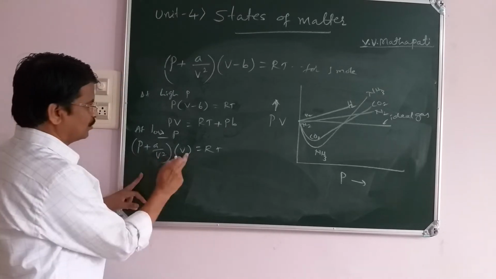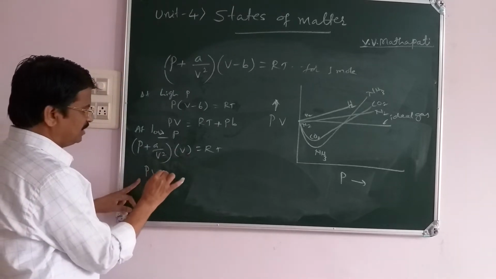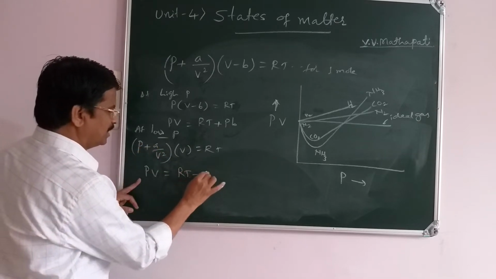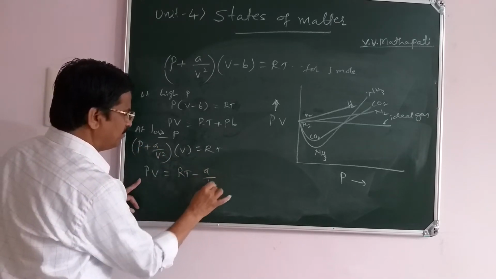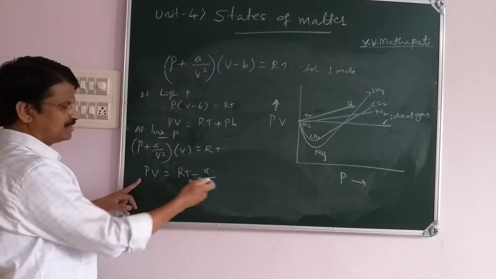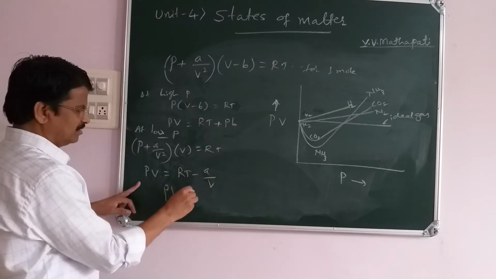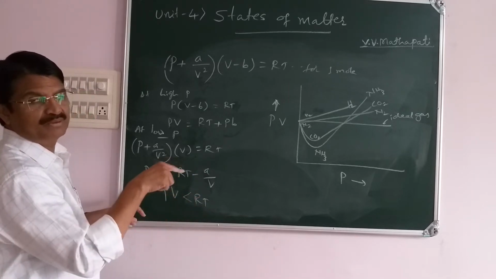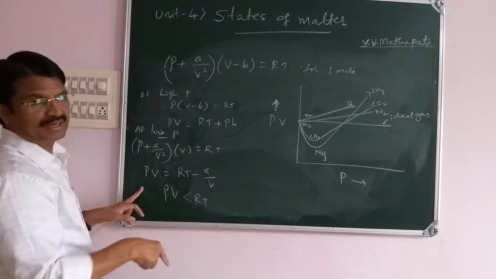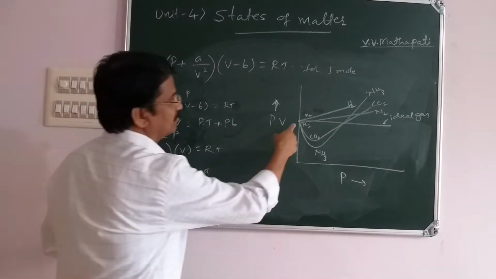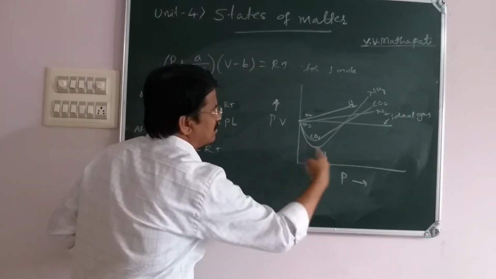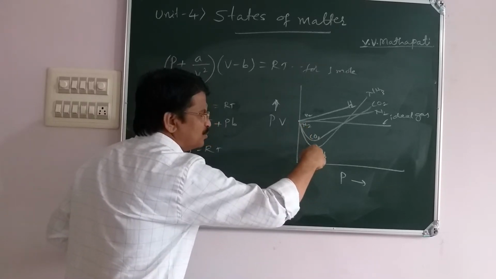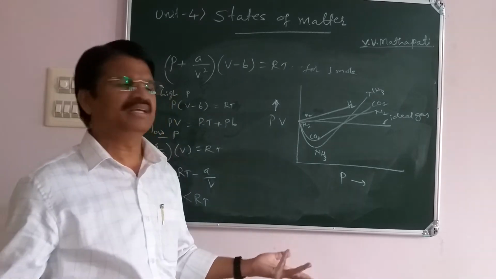Now take this V here. PV equal to RT minus a/V. This value is subtracted, therefore PV is less than RT. PV less than RT means Z value less than 1. Then as pressure increases, PV value goes on decreasing and you get a minimum value. If this minima increases, then gas is easily liquefied.